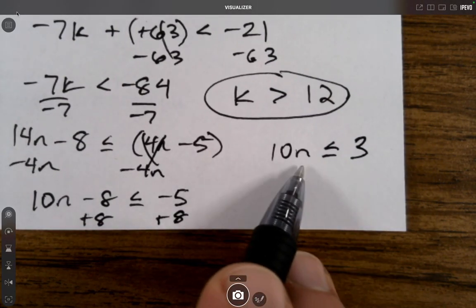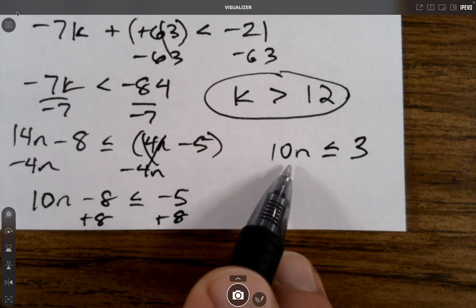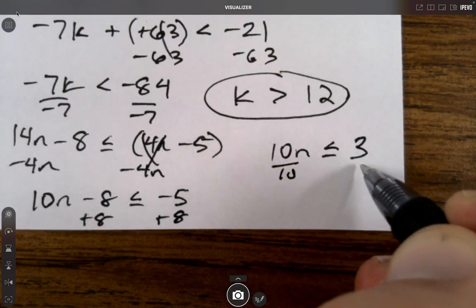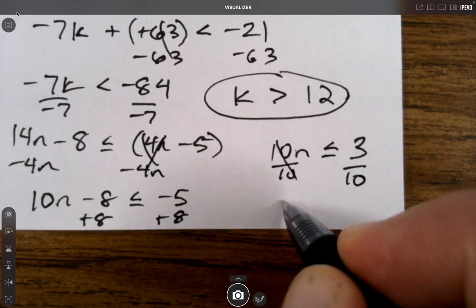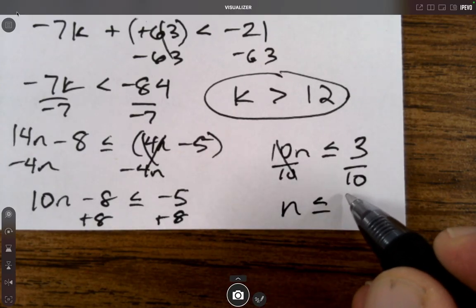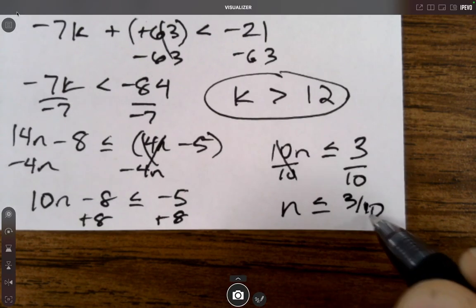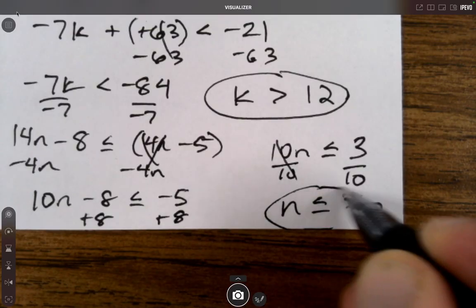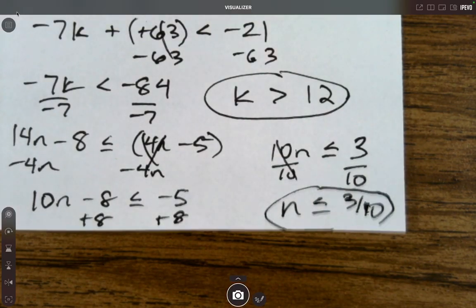Then the variable's by itself, but it still has a coefficient I need to get rid of. So I divide both sides by 10. And that won't reduce, so you can just say n is less than or equal to 3/10. Or if you plugged it into your calculator and got 0.3, that's also fine.